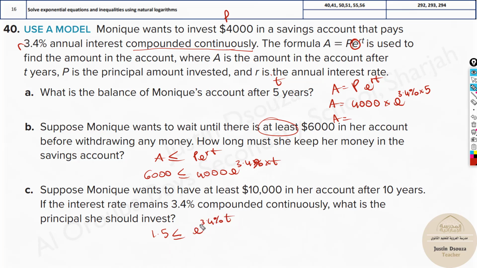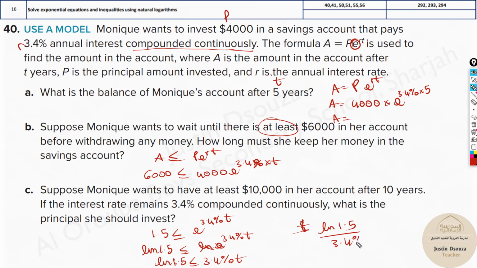3.4% t. Now to solve exponentials, all you need to do is take the natural logarithm on both sides, ln here and ln here of e to the power 3.4% t. They are inverses, natural logarithm and exponential. So you will have ln 1.5 less than or equal to 3.4% t. To find t, I'll write in the same order because there's an inequality: ln 1.5 divided by 3.4% is less than or equal to t.